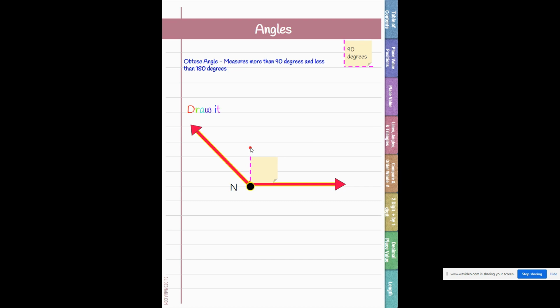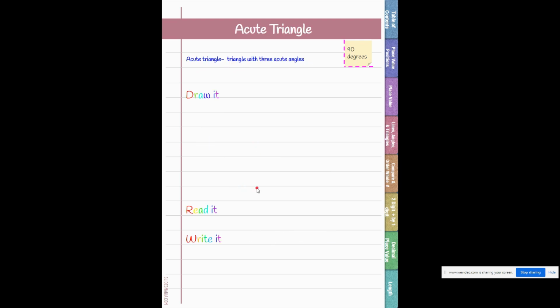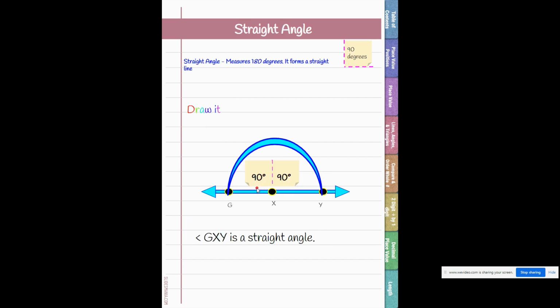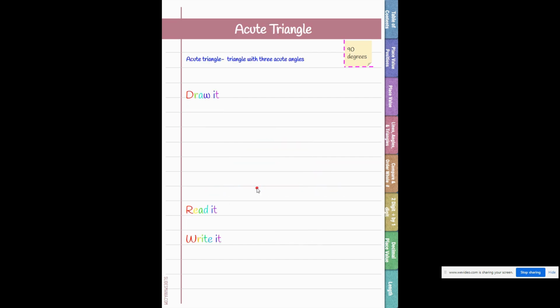Here, the vertex, we're going to call it N, and the 2 points B and H. So we can say that angle BNH is an obtuse angle. We are now going to talk about triangles. The first one we're going to discuss is an acute triangle. It's a triangle with 3 acute angles.